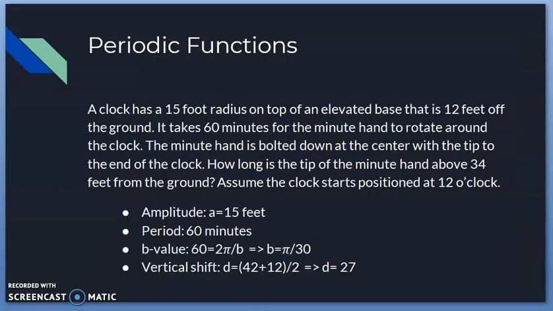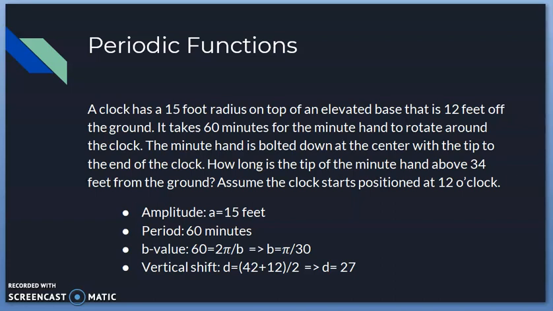A clock has a 15-foot radius on top of an elevated base that is 12 feet off the ground. It takes 60 minutes for the minute hand to rotate around the clock. The minute hand is bolted down at the center with the tip to the end of the clock. How long is the tip of the minute hand above 34 feet from the ground? Assume the clock starts positioned at 12 o'clock.